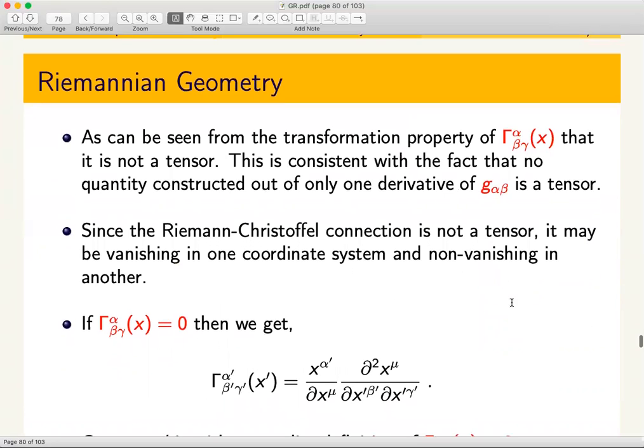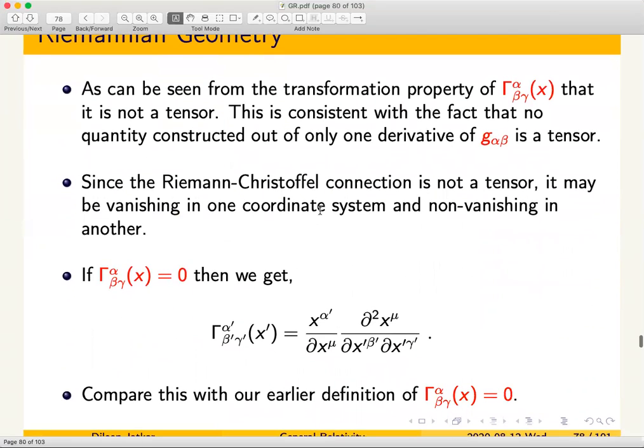Of course, the problem with non-tensors is that in one coordinate system there could be zero, in another coordinate system there could be non-zero. So you cannot use objects like this to give an invariant meaning to anything. But you could use these objects to simplify your life by choosing the right coordinate system in which there is a derivative missing, so that you can simplify gamma into an expression which looks like this. There is a partial derivative piece missing here.